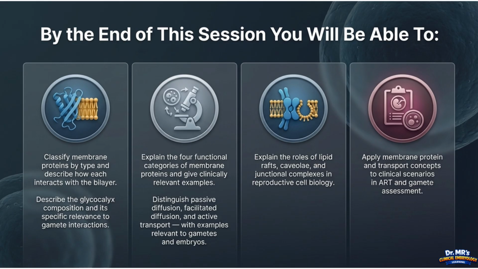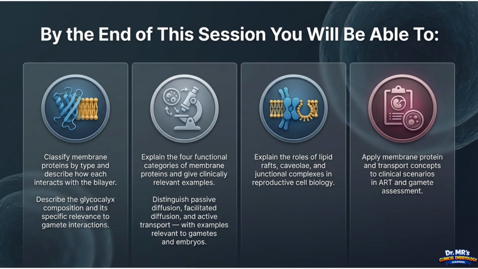You should be able to describe the four functional categories of membrane proteins and give clinically relevant examples from reproductive medicine. You should be able to describe glycocalyx composition and explain its specific roles in gamete interactions, including why the zona pellucida is essentially a specialized glycocalyx. You should be able to distinguish passive diffusion, facilitated diffusion, and active transport with concrete examples drawn from gametes and embryos. You should be able to explain what lipid rafts and caveolae do, and why their cholesterol dependence matters in the context of cryopreservation and sperm capacitation.